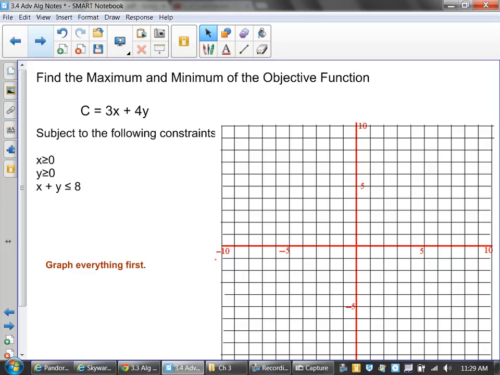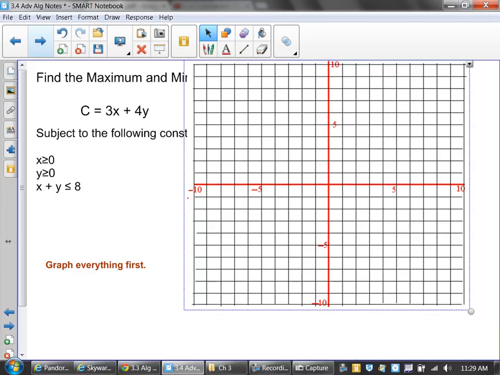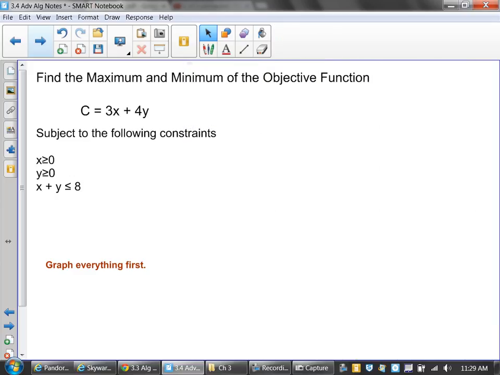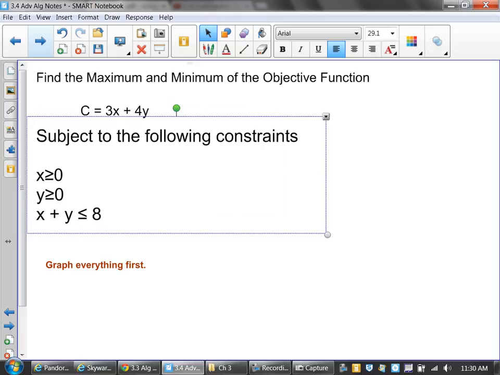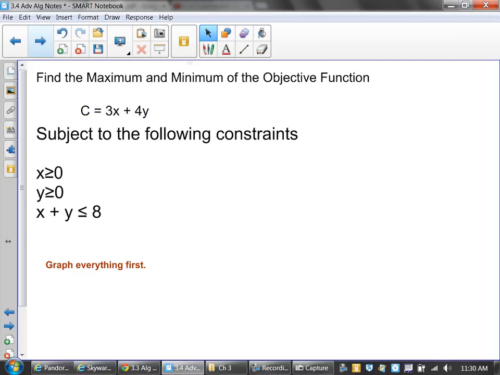Once again, same exact idea. We are done with graph paper. This is how the wording looks in your book. Find the maximum and the minimum of the objective function C equals 3x plus 4y, subject to the following constraints. X is greater than or equal to 0, y is greater than or equal to 0, x plus y is less than or equal to 8.